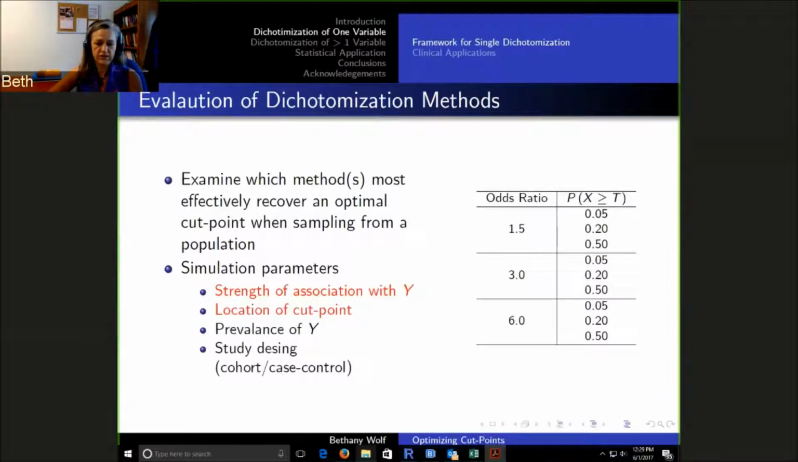We looked at the prevalence of y, and we also looked at a cohort design versus a case control design. In a cohort design, getting back to that idea of prevalence, more than likely I'm not correct when I sample from a population about the actual prevalence of disease, so the case control makes more sense. Today we're going to focus mostly on the strength of association with y, so this odds ratio column here, and the location of our cut point, which again is based on that probability that x is greater than t.